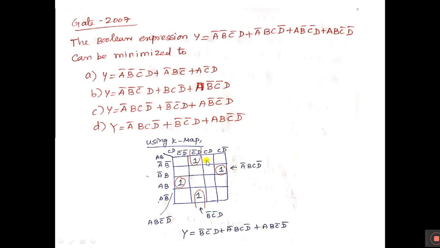So if I minimize this, I can combine these two values, this one and this one. If I combine them together, among these two the common term is B bar, with the variable A and A bar eliminated, and C bar D is there. So B bar C bar D. For this we cannot minimize further. So A bar, B, C, D bar, and this also we cannot minimize further. So A, B, C bar, D bar. So the final answer is B bar C bar D plus A bar B C D bar plus A B C bar D bar.